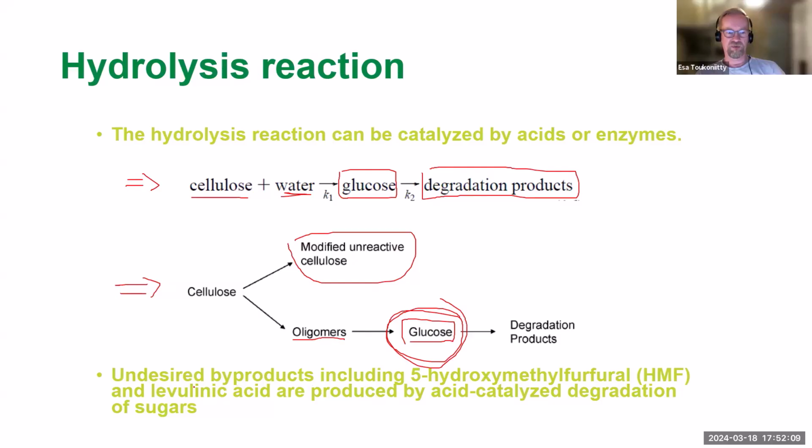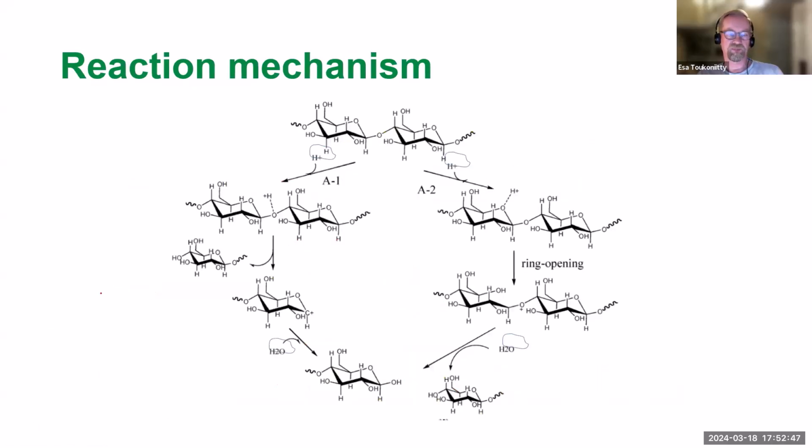Here some of the undesired products can be these hydroxymethyl furfurals and levulinic acid and so on. If you want to do fermentation, these are unwanted products, but these can be utilized, and actually some of them work as fuel components or can be converted into valuable fuels. So there is a lot of information about this in the textbook.